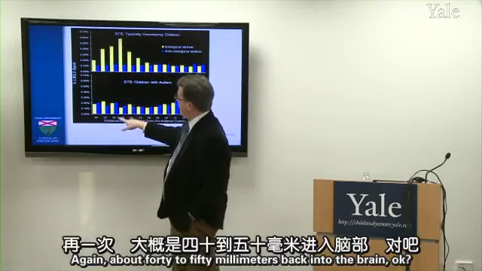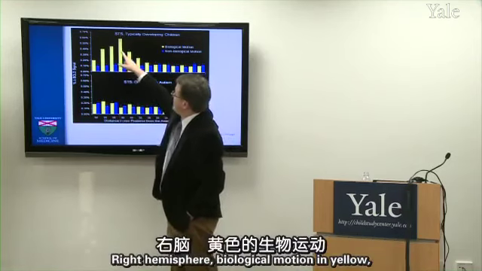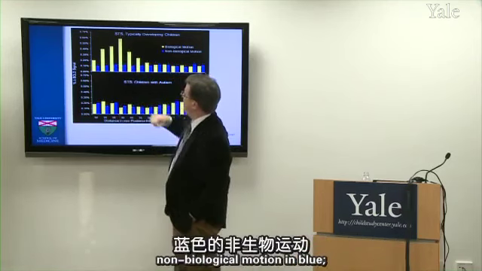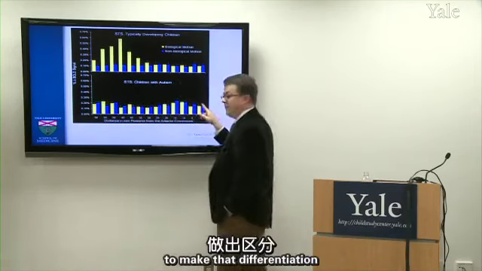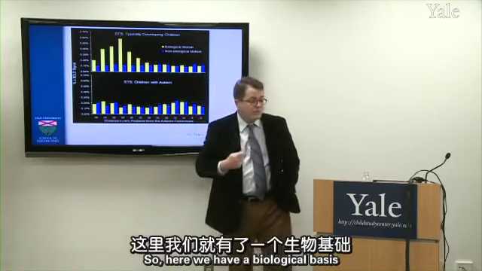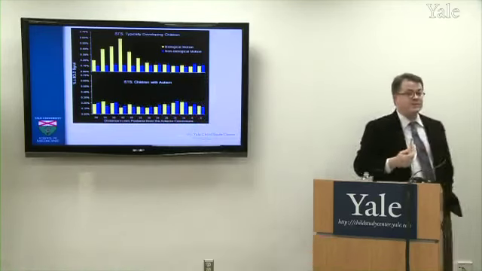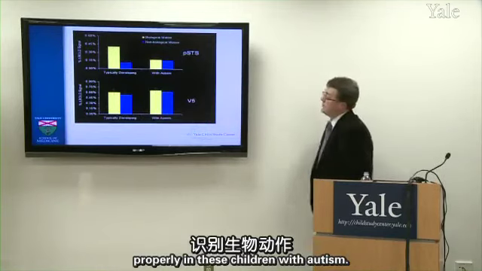Again, about 40 to 50 millimeters back into the brain, okay? Right hemisphere, biological motion in yellow, non-biological motion in blue. But the children with autism fail to make that differentiation all along the superior temporal sulcus, right? So we have a biological basis for the failure to perceive biological motion properly in these children with autism.